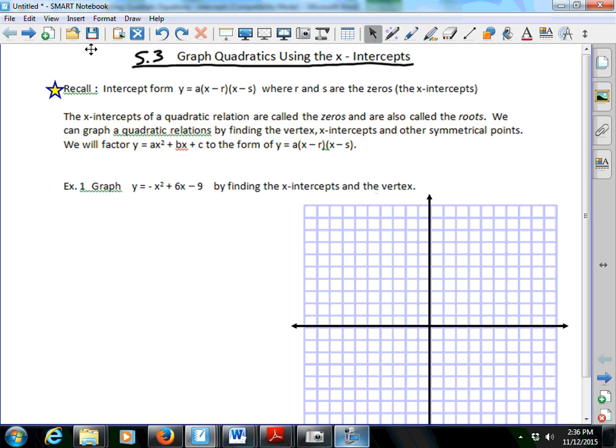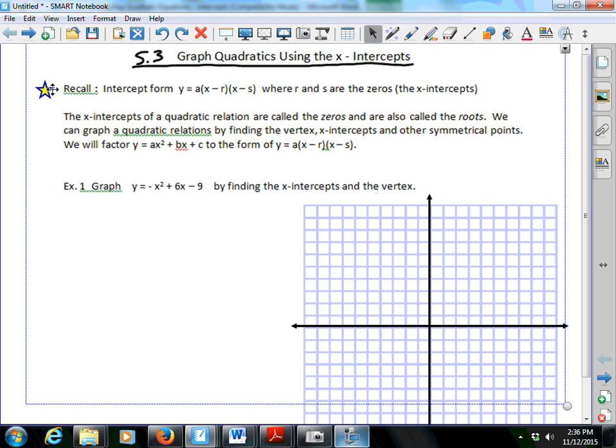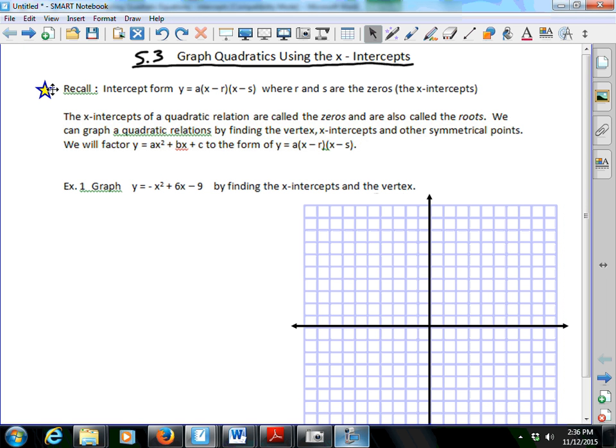So I need you to recall that intercept form is of the form y equals a times x minus r times x minus s, where r and s are the zeros, which are also called the x-intercepts. The x-intercepts of a quadratic relation are called the zeros, as we already know, and are also called the roots, which we talked about yesterday.